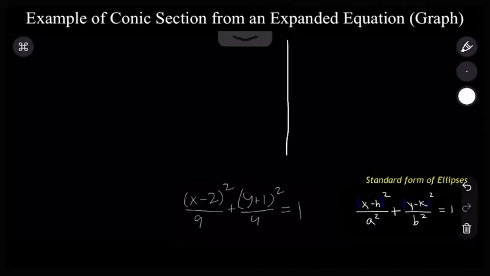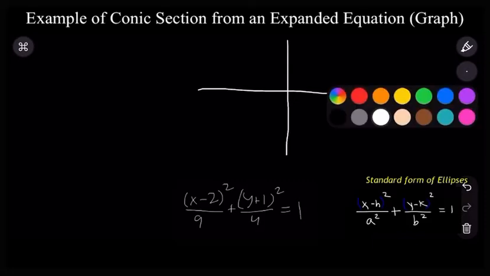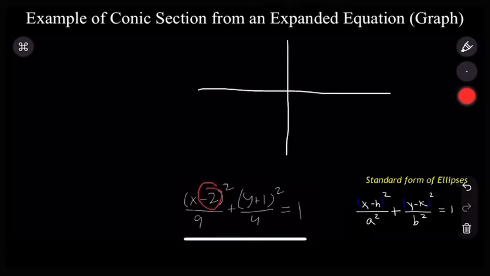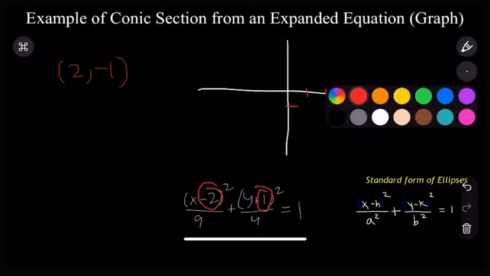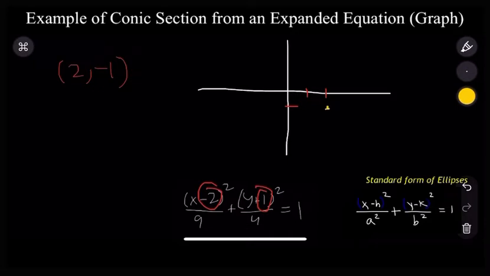In standard form, the center is h, k. So the center of this equation is 2, negative 1. So from the origin, the center is 2 spaces right and 1 space down. The radius of x is the square root of 9, which equals 3. So we could plot a dot 3 spaces left and 3 spaces right from the center.